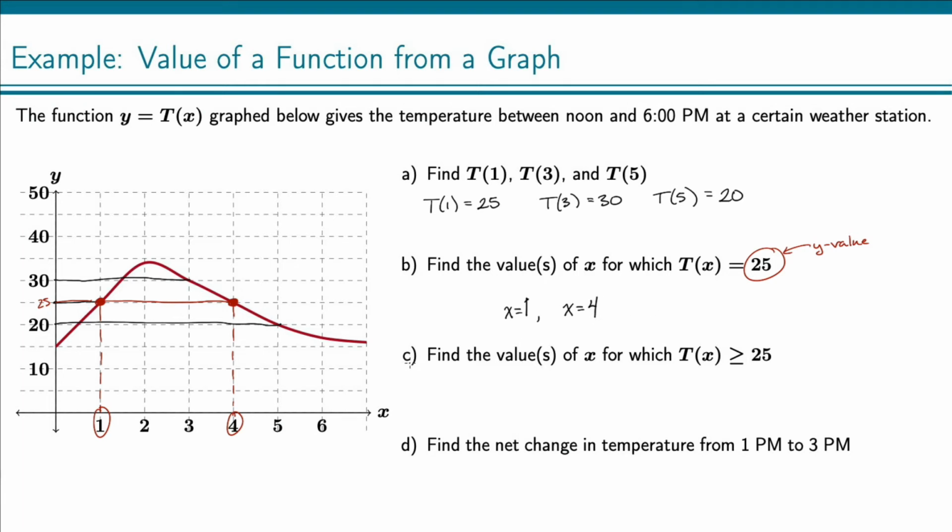For part C, we're going to extend this a little bit. We're going to find the values of x for which T of x is greater than or equal to 25. So that is the portion of the graph that lies above y equals 25. So if we draw that line, we're looking for everything above that and maybe on that line. So that includes this point and then everything here between. Those are all the points that we care about.